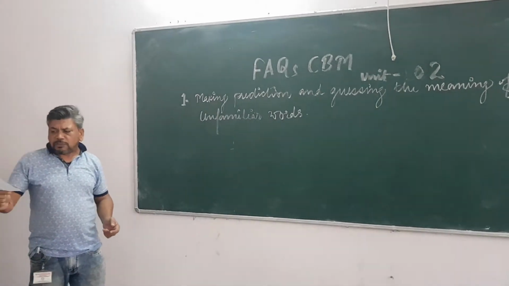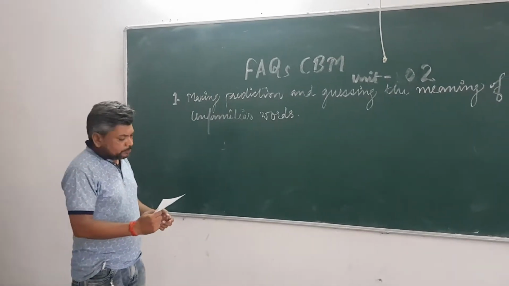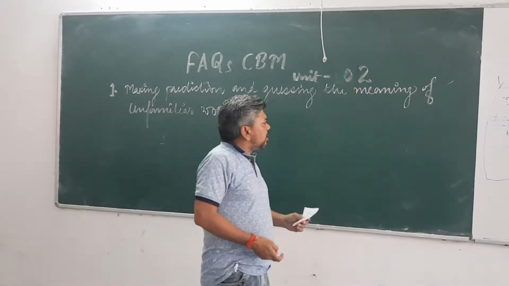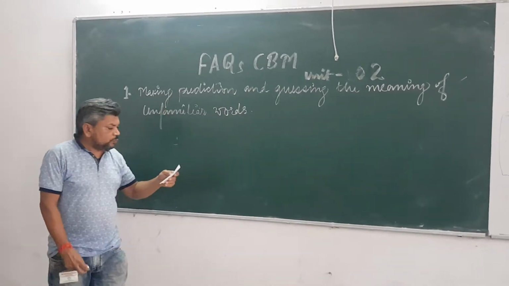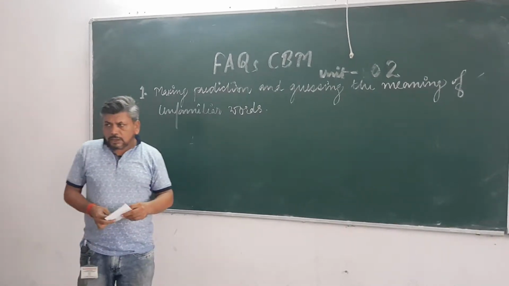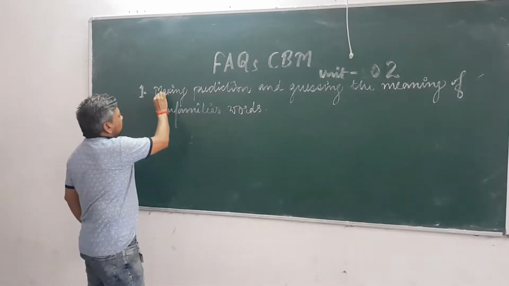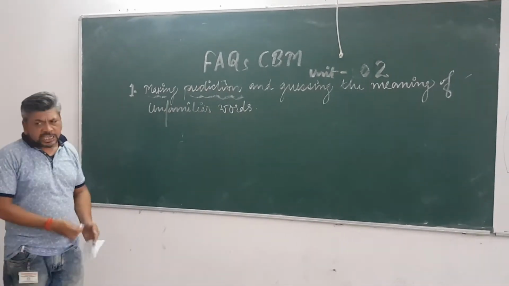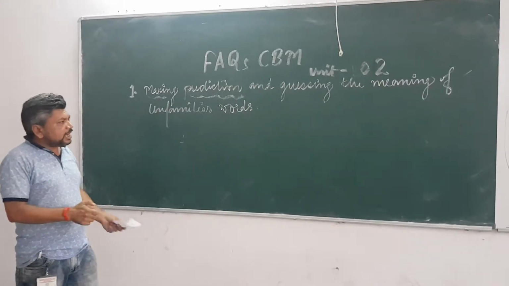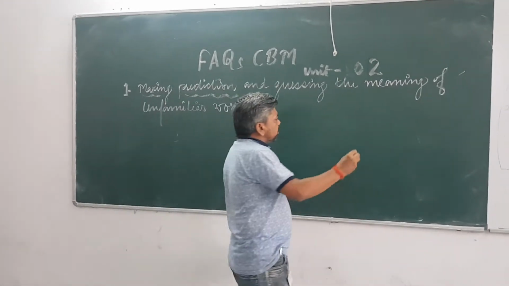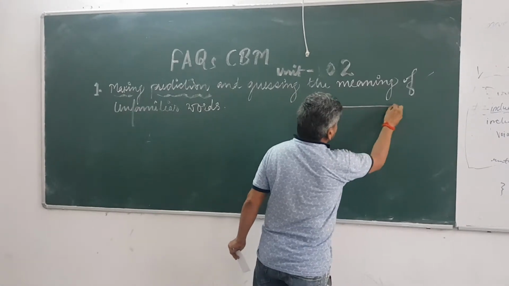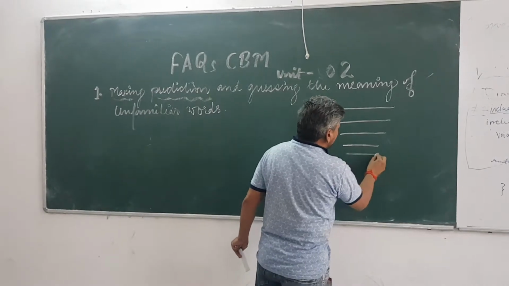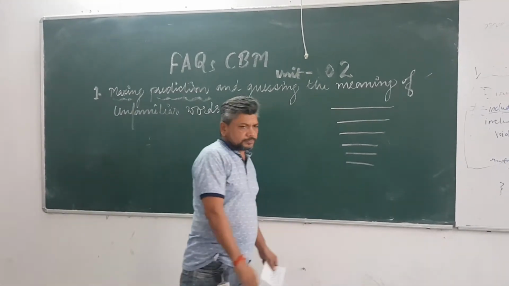The first question on the slip that was forwarded to me is making prediction and guessing the meaning of unfamiliar words. So far as the first part of this question is concerned, making prediction, here I would like to explain the same with deductive logic. How can we make predictions?